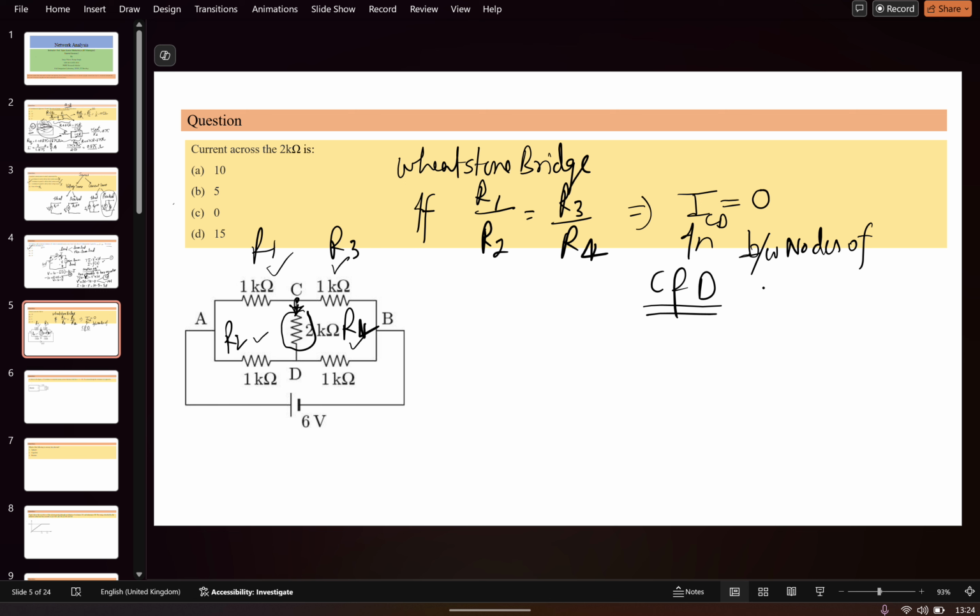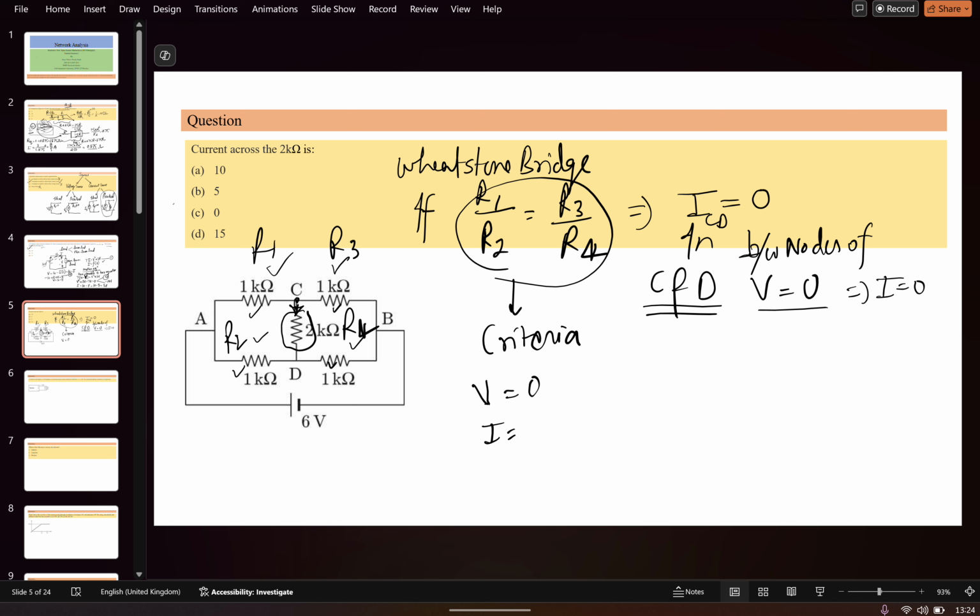Okay, so if the voltage is the same value, the voltage difference is zero, and similarly the current will also be equal to zero. Here also, if you see the 1 kilo ohm, 1 kilo ohm, 1 kilo ohm, this criteria is actually applicable here also. So in this case the voltage will be equal to zero, and similarly the current will also be equal to zero.